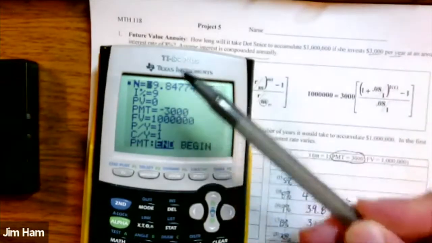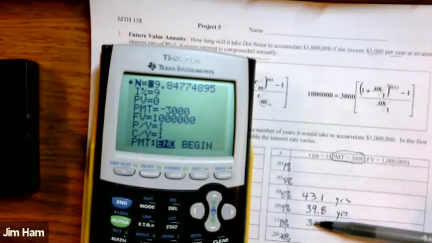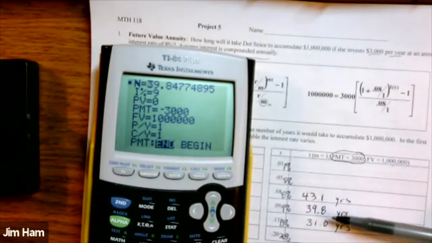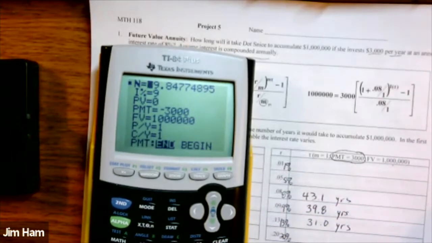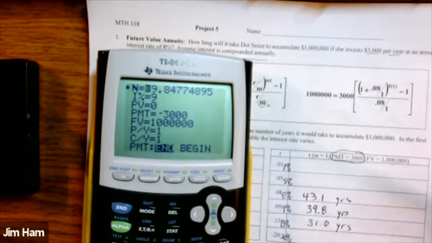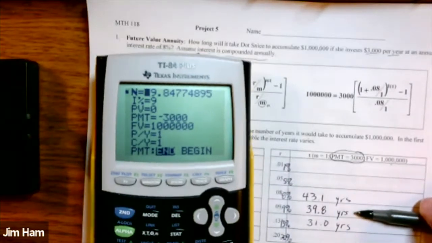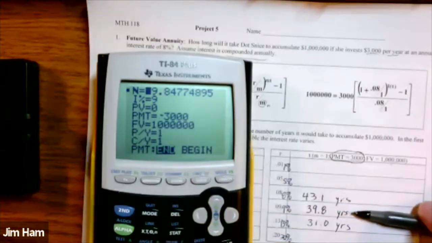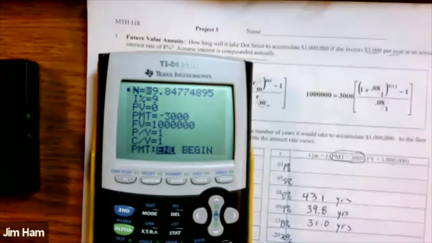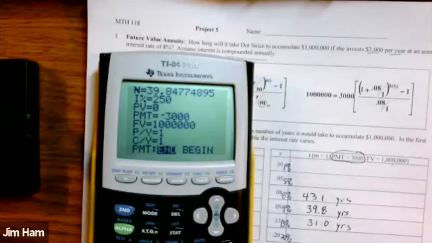Changing the rate, recalculating the n. Change the rate, recalculate the n. Bam, bam, bam, all the way down. You'll see that these numbers of years are decreasing, so that when you have a higher interest rate, the number of years that it takes you to reach $1 million, investing $3,000 each year, greatly reduces. So if you're a wise investor and you can get like 9% interest, then it's going to take you 40 years to become a millionaire if you invest $3,000 a year. And $3,000 a year is equivalent to $250 per month.